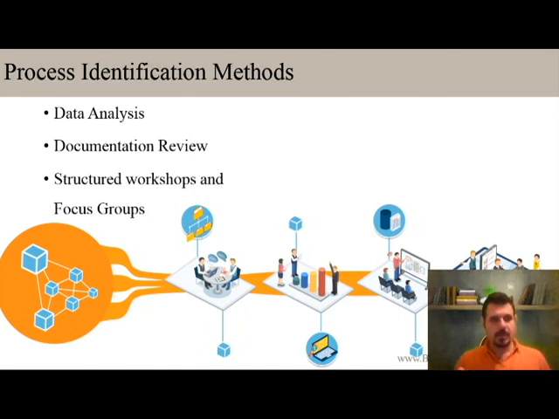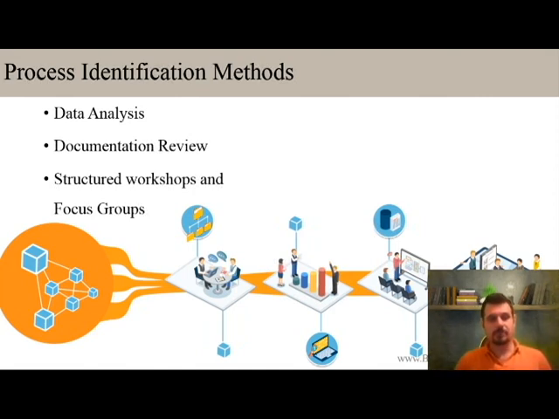It's another method, and you can design a special format, then you hold a workshop. At the start of the workshop, you should talk about the process architecture or process model, considering the purpose of this workshop. After that, you can help them fill in a form that you designed beforehand.